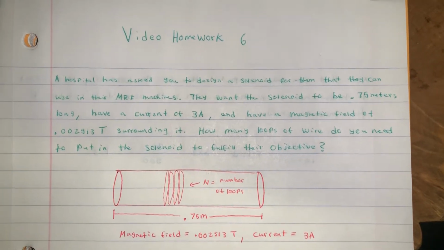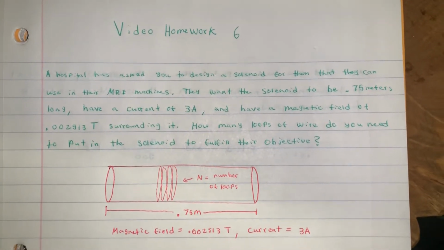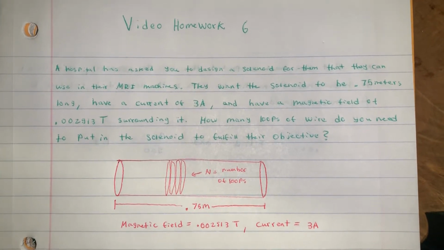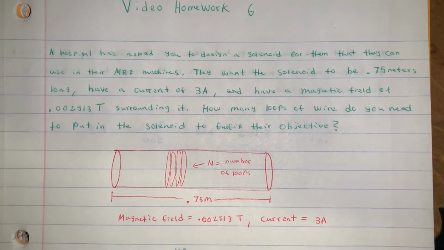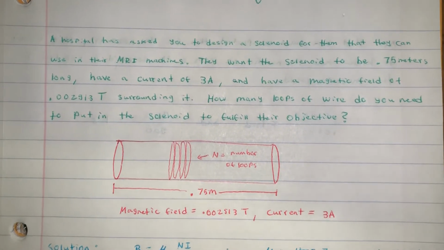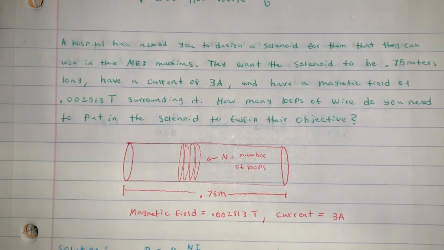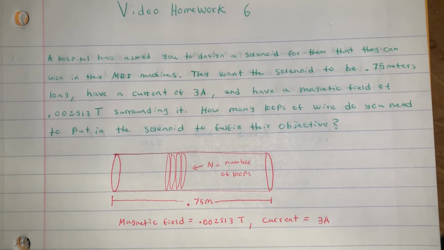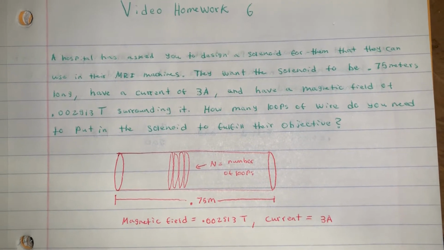Okay, so for week 6 of the video homework, a hospital's asked you to design a solenoid for them that they can use in their MRI machines. They want the solenoid to be 0.75 meters long, have a current of 3 amps, and have a magnetic field of 0.002513 Tesla surrounding it. How many loops of wire do you need to put in the solenoid to fulfill their objective?